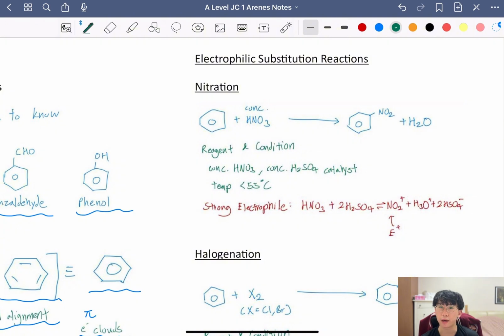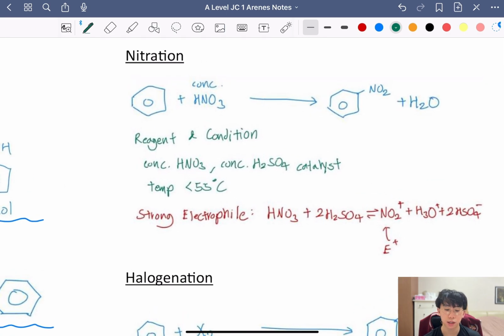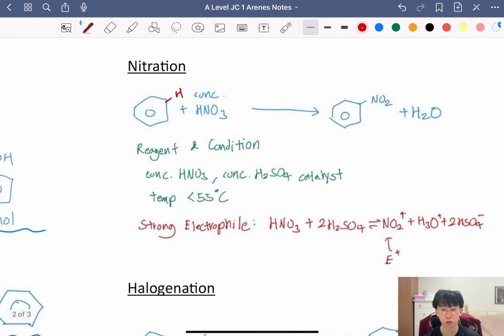Now what are some examples of your electrophilic substitution reactions? We have nitration over here, where we will substitute one of the H's, this one, with a NO2. And the reagent and conditions are concentrated HNO3 with concentrated H2SO4 as a catalyst, temperature less than 55 degrees Celsius. And the reaction to create the strong electrophile for this reaction is over here, which is a reaction of nitric acid with sulfuric acid. And this will help to generate the NO2+ strong electrophile. So do memorize this reaction in particular.